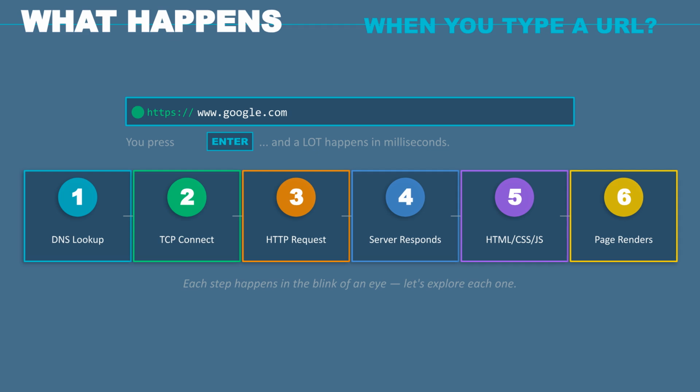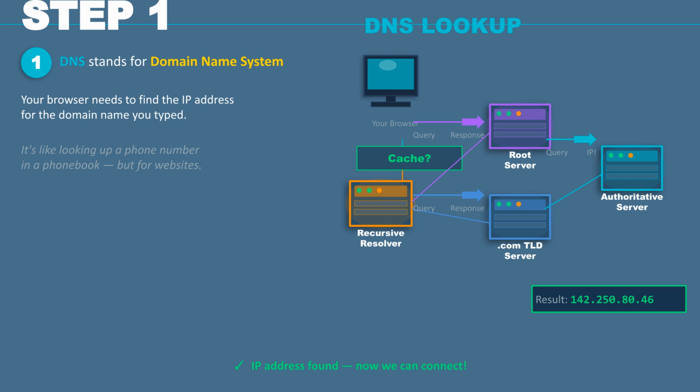What happens when you type a URL? A lot happens in milliseconds. We'll explore the 6 major steps: DNS lookup, TCP connect, HTTP request, server response, HTML, CSS/JS processing, and finally, page renders. Step 1 is the DNS lookup.